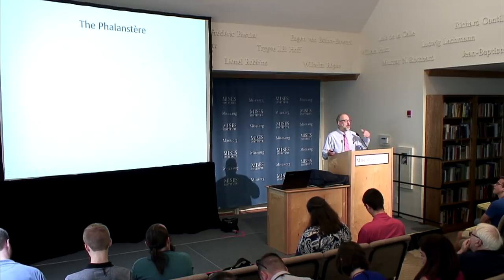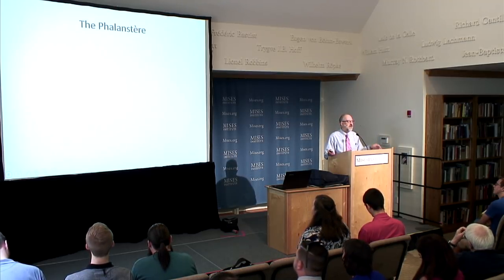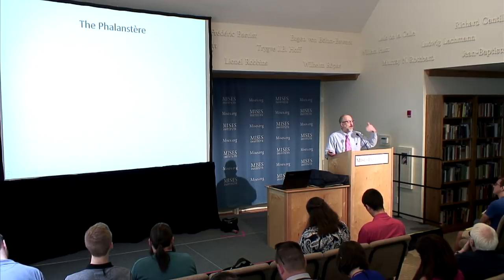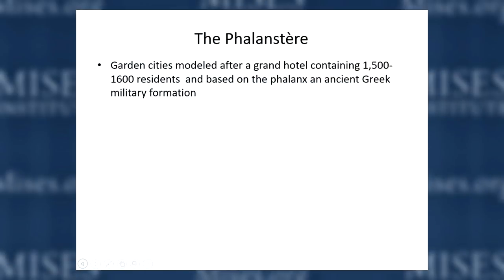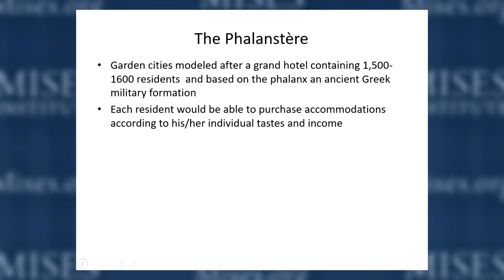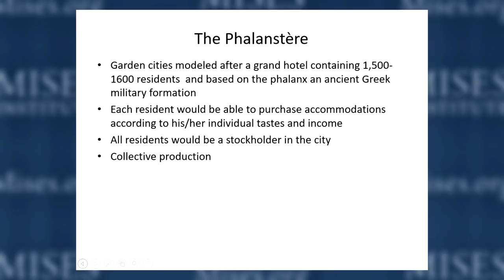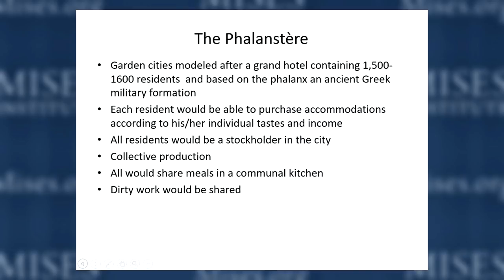He had an idea that people should be organized into small communities of phalansteres, which are based on the old military formation of the Greeks, the phalanx. He said that there would be garden cities modeled after a grand hotel. This is the way people would live. There'd be 1,500 to 1,600 people in these cities. Everybody would be able to purchase accommodations according to his individual tastes and income, so he wasn't necessarily an income leveler. Everybody would be a stockholder in the city. There'd be collective production, and everyone would produce the same things together. They would all share the dirty work and share meals in the kitchen.